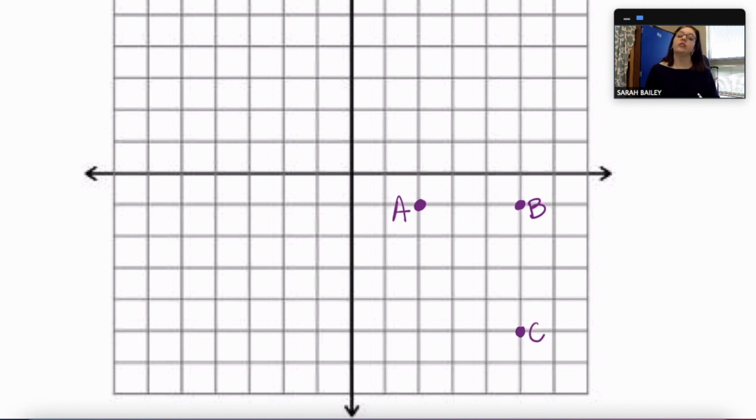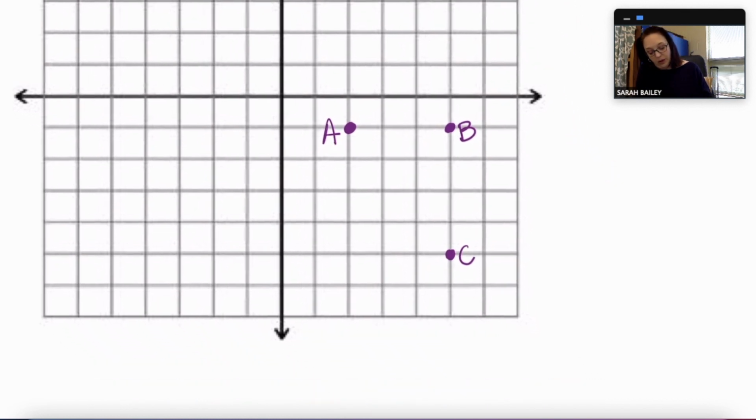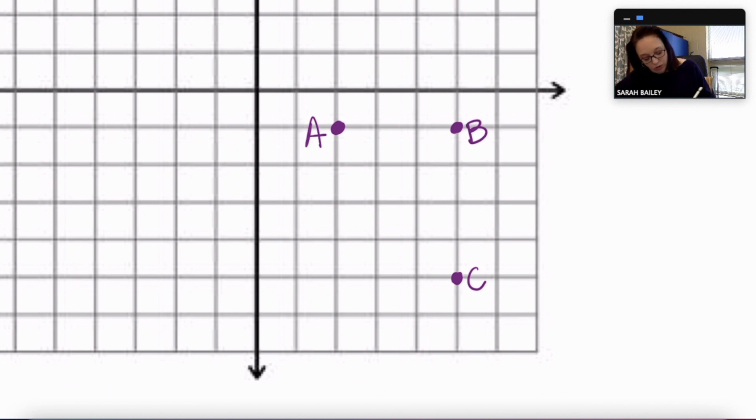Okay, and so it's a triangle, right? I'm going to go ahead and draw the lines. Okay, and then we're finding the area and the perimeter. So first I need to find the perimeter, right? We need to know all the side lengths.